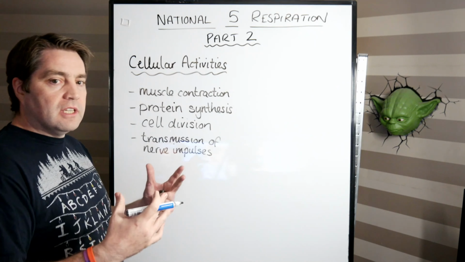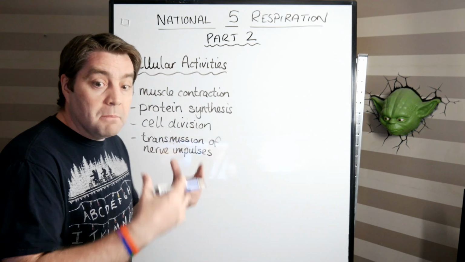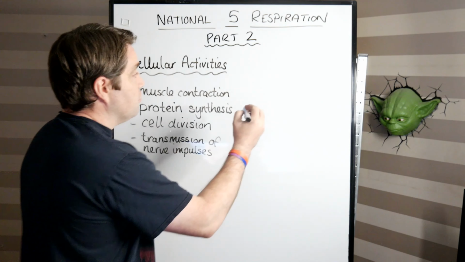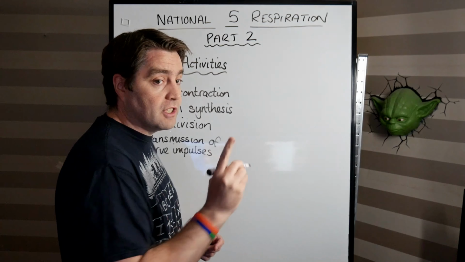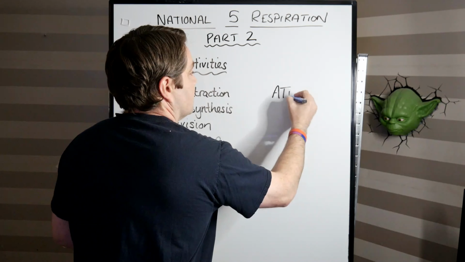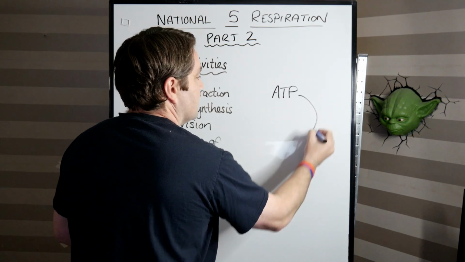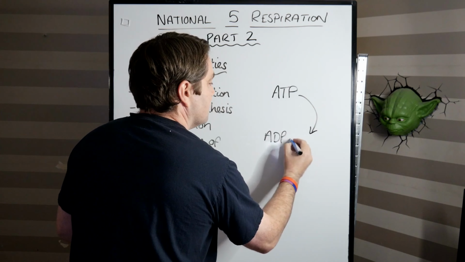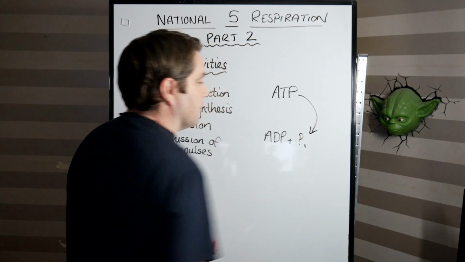Now how do we actually produce the ATP? How do we make the ATP that is needed? Well, there's a little reaction and you need to know about this for your exam, so make sure you learn this. And that is where ATP can be broken down into ADP plus an inorganic phosphate.